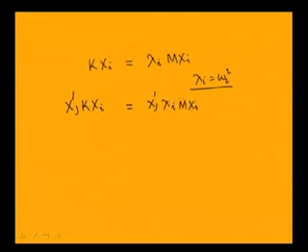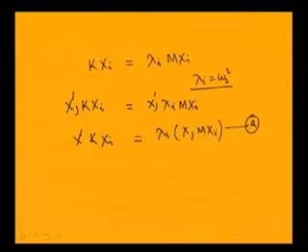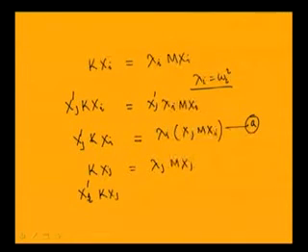Or this thing can be written as x_j' k x_i equal to lambda_i x_j' m x_i. So, let this be equation A. Let us start from the jth mode. For the jth mode, I can write k x_j will be equal to lambda_j m x_j. Let me pre-multiply this by x_i transpose. So, x_i transpose k x_j will be equal to x_i transpose lambda_j m x_j.